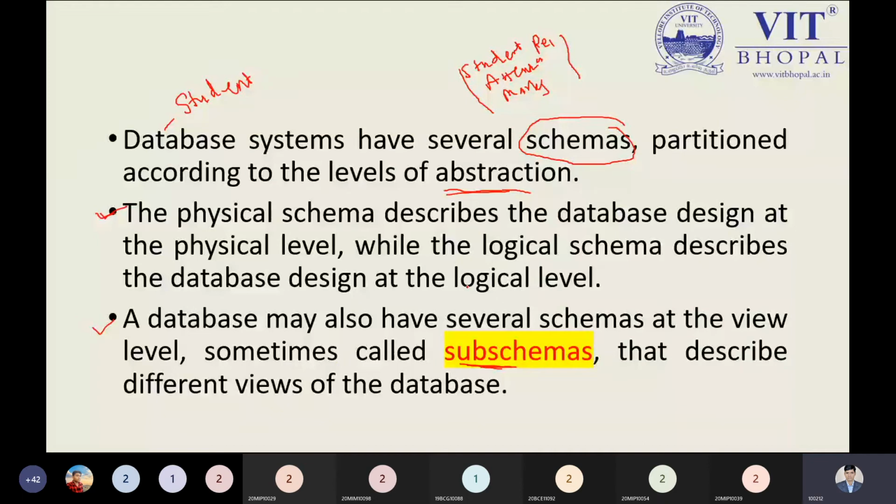Physical schema tells us about the physical level, when we are making a structure at the physical level. So the physical schema and the logical schema are two terms for the physical level and the logical level. We have to keep this in mind while designing or maintaining the database. But at the view level, which schema must I use?